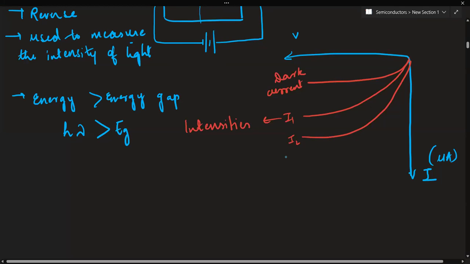So if I1, I2 are the intensities, I2 will be greater than I1 and so on. I2, I3, I4, how many you have? So I4 will be the greatest in this manner. So this was regarding the photodiode.